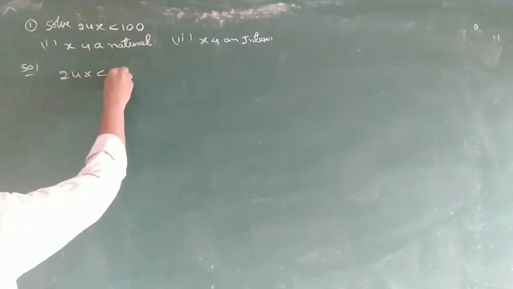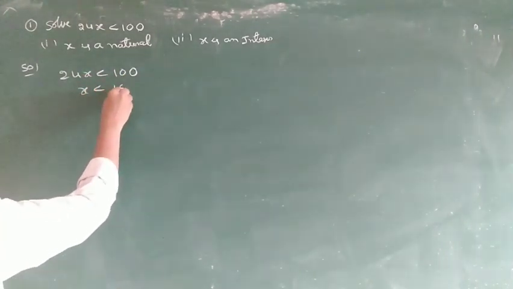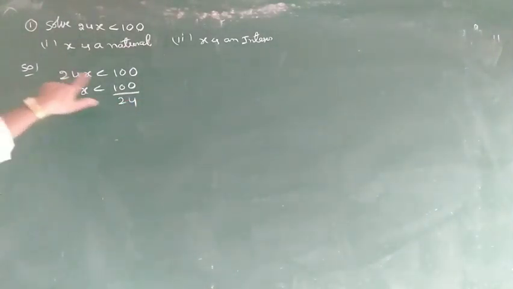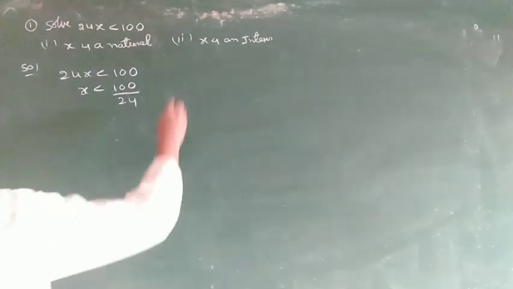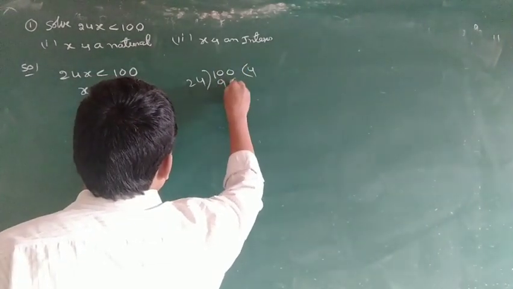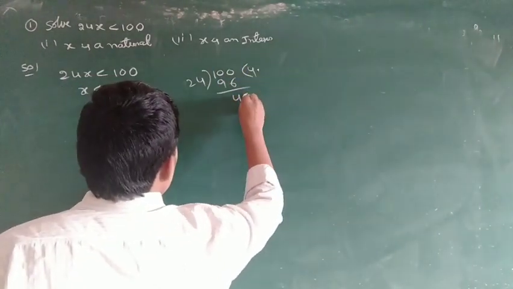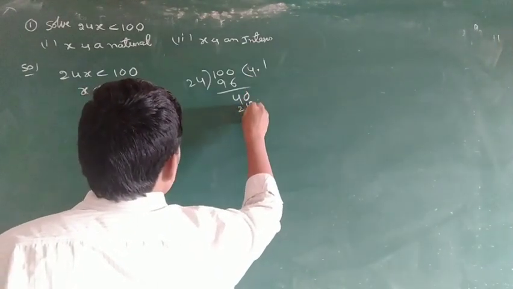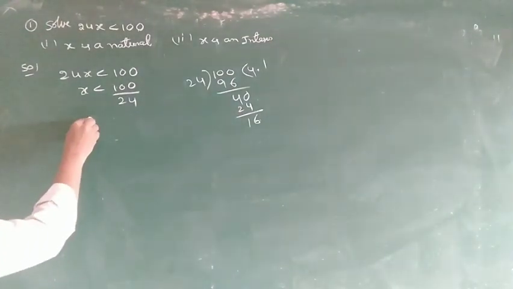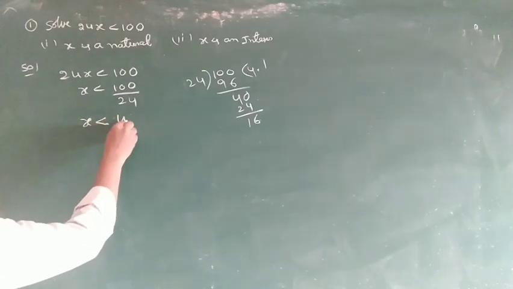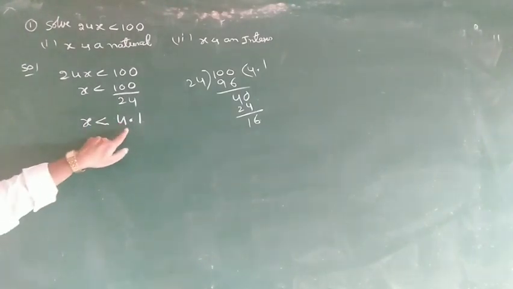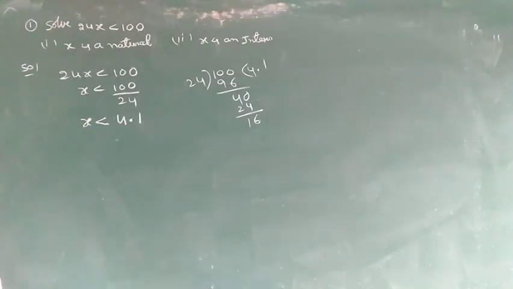First, the solution. 24x less than 100, so x less than 100 by 24. The multiplication changes into division. 24 fours are 96, and the remainder continues, and so on. So x is less than 4.16. Then x is less than 4.16, and we need the natural numbers below it.